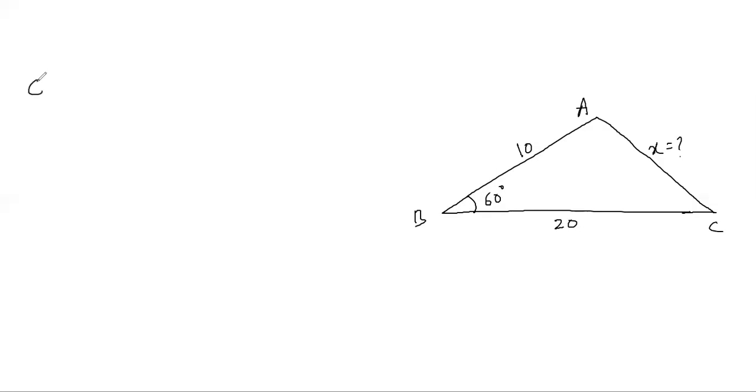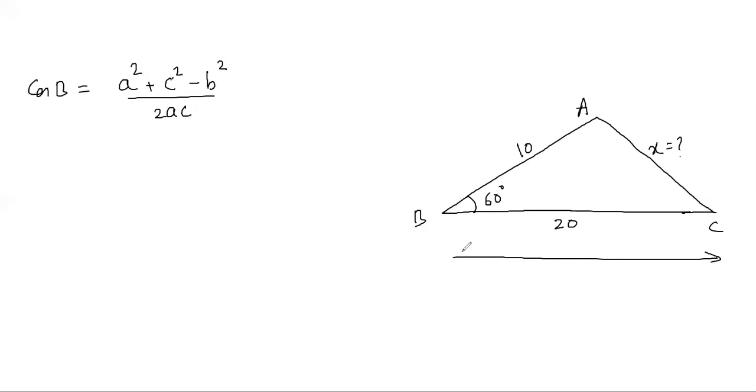So cos B is equal to a square plus c square minus b square divided by 2ac. This is the cosine rule. So this side is opposite to angle A, so its name will be small a. This side is opposite to angle C, so its name will be small c. And this is basically b.